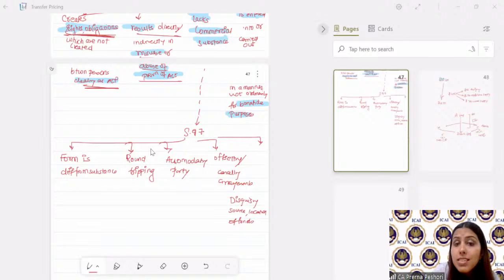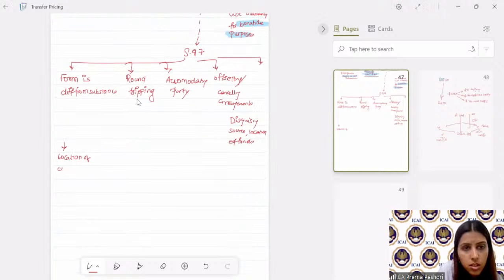The location of an asset, or of a transaction or residence, is without any commercial purpose. Location of asset, transaction or purpose is without commercial purpose.